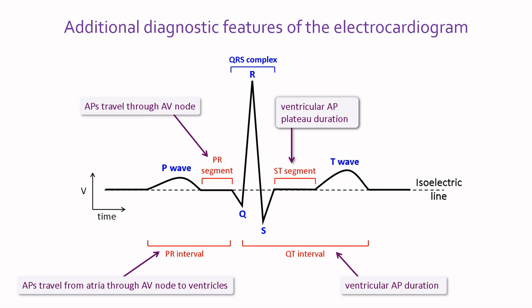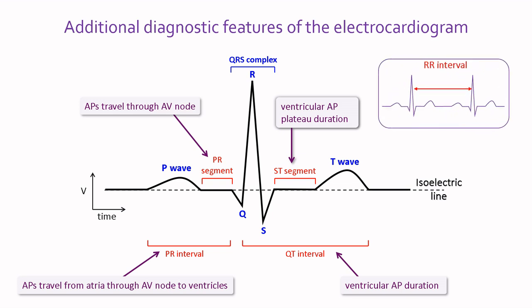Another measurement is the RR interval, which is the period between each cardiac cycle, from one ventricular depolarization to the next. It gives a measure of heart rate.